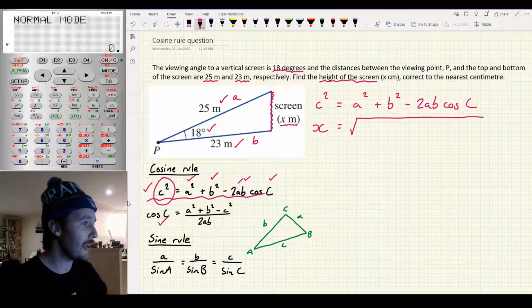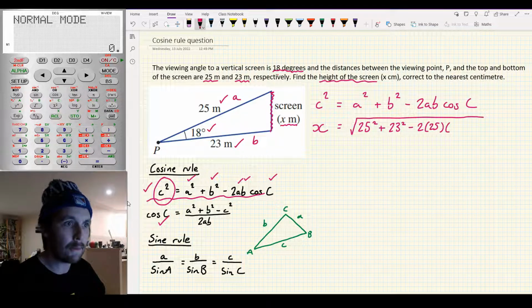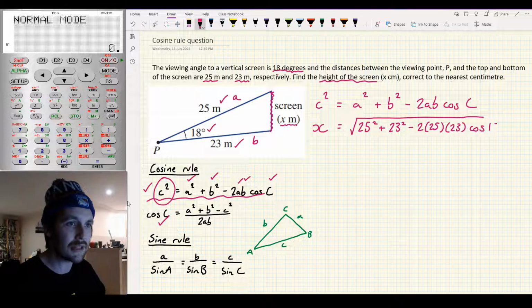So now I'll substitute in for A. A is now 25, so 25 squared, plus B, 23 squared. And I'm going to subtract from that 2 multiplied by A, so 2 multiplied by 25, multiply that by B, so by 23, and multiply that by cosine of the included angle, which is 18.